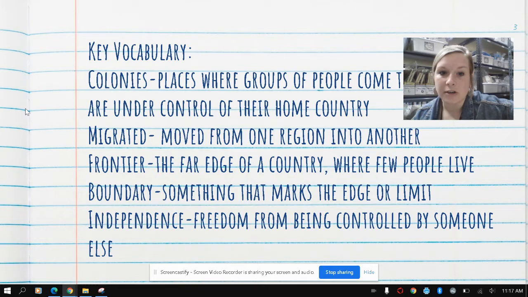Our next word is frontier. This is the far edge of a country where few people live. Our next word is boundary. This is something that marks the edge or limit. And our last word is independence, freedom from being controlled by someone else.